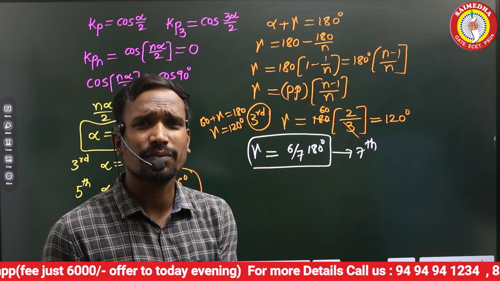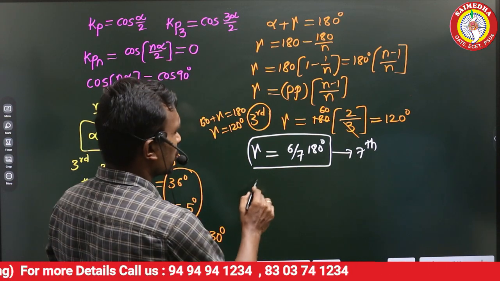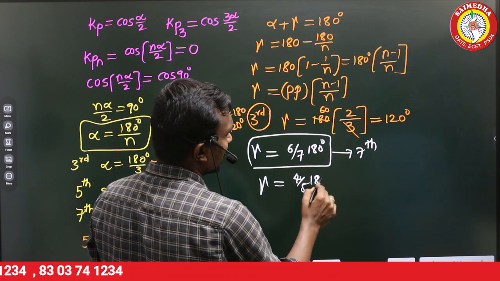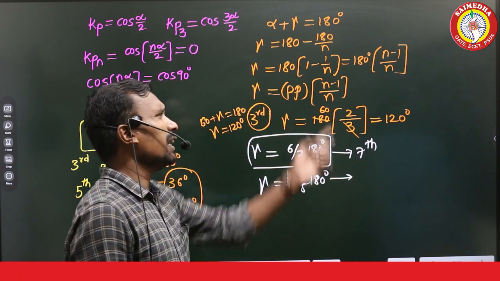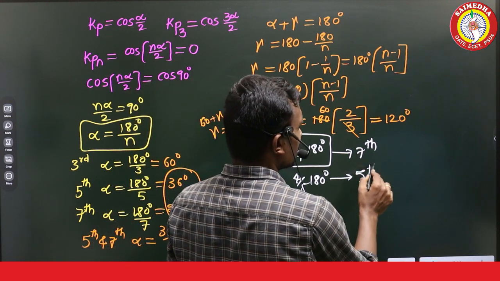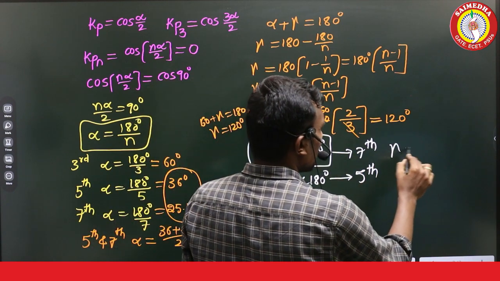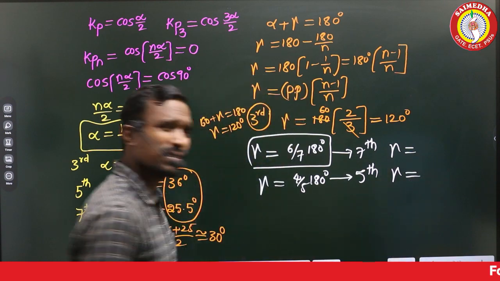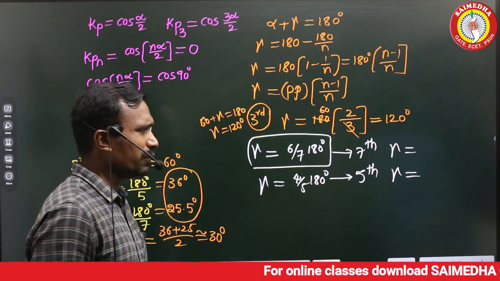Okay guys, are you clear? For example, if gamma is equal to 4 by 5th of the 180 degrees, then which order harmonics are eliminated? Simply 5 minus 1 out of 5, that is 5th order harmonics eliminated by using this. What is gamma for this? If you calculate, what is gamma?